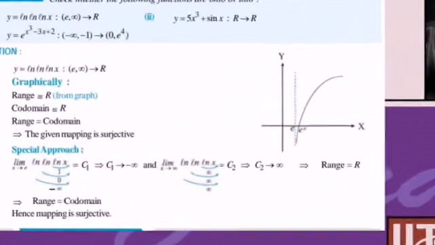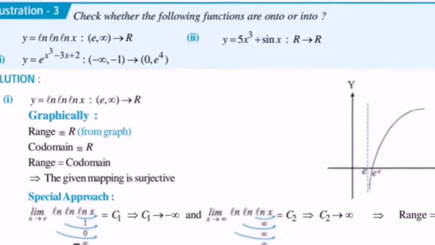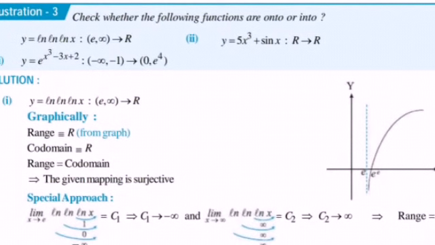So whatever condition is given in the question, you have to notice what the codomain is. Just like in the first question, the codomain is all real numbers R. In the second question also the codomain is all real numbers R, and in the third question the codomain is 0 to e to the power 4. Now you have to test what these ranges are.